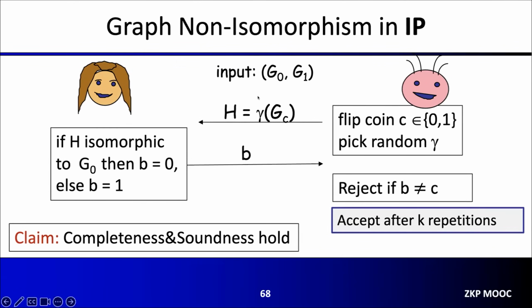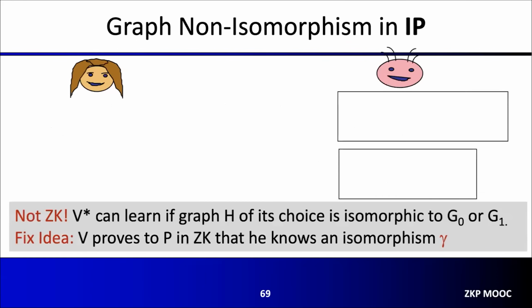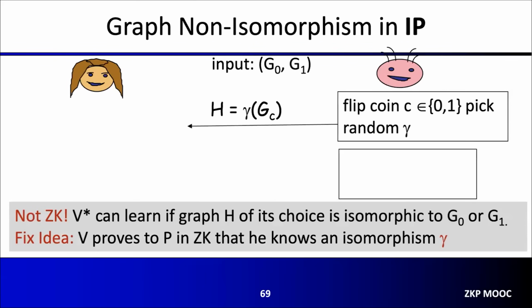And in fact, this is an example of a protocol which is an interactive proof. It's a non-trivial interactive proof. It convinces the verifier. We don't know how to convince the verifier of non-isomorphism with an NP proof, but it's not zero knowledge. We will need to modify it to be zero knowledge.